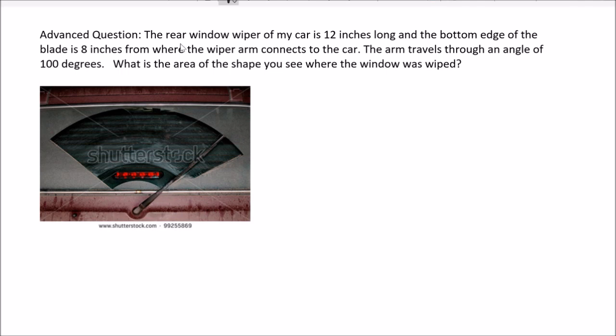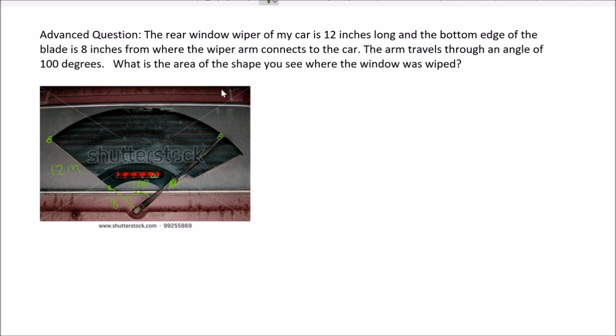And here it is. The rear window wiper of my car, and this is my actual measurements, it's 12 inches long. We're talking from here to here, or you could think of it as the length from here to here. They're the exact same thing. Okay, that's 12 inches. The bottom edge of the blade is 8 inches from where the wiper arm connects to the car. That's this distance. That's 8. The wiper arm travels through an angle of travel of 100 degrees. So this is 100 degrees.